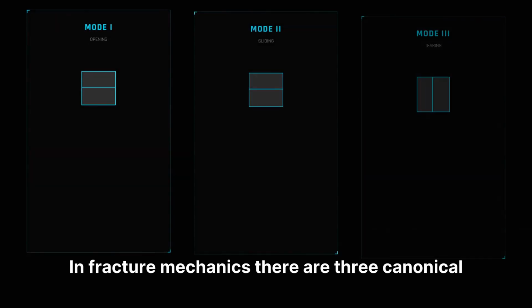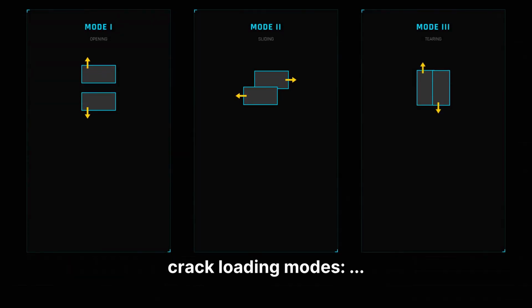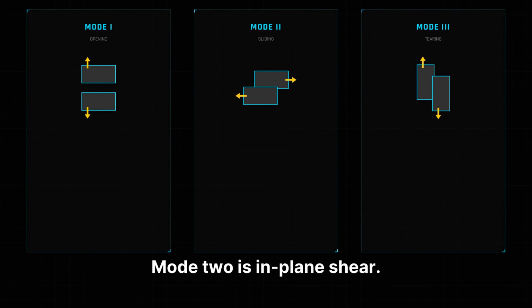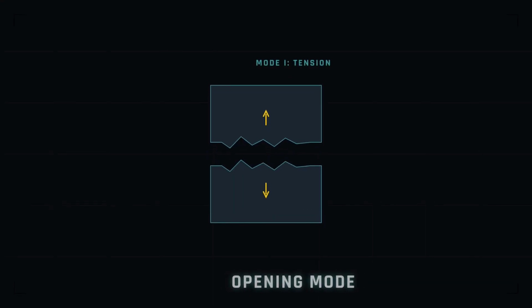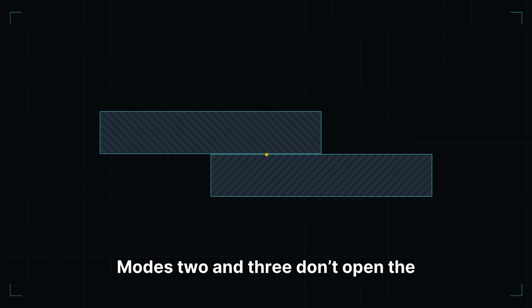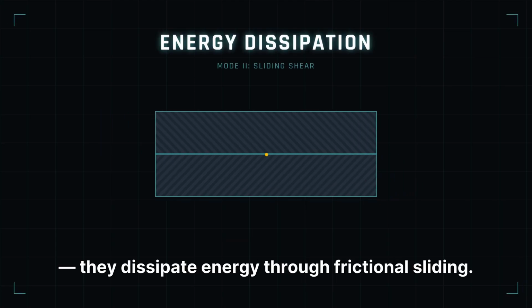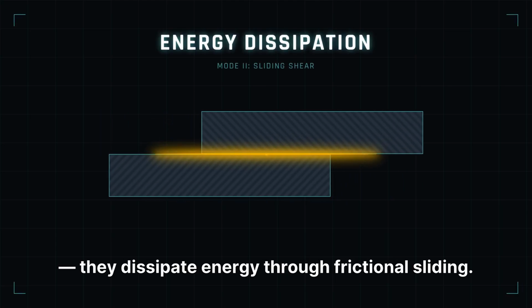In fracture mechanics, there are three canonical crack loading modes. Mode 1 is opening. Mode 2 is in-plane shear. Mode 3 is tearing shear. Mode 1 opens the crack faces. Compression closes them. Modes 2 and 3 don't open the crack. They dissipate energy through frictional sliding.